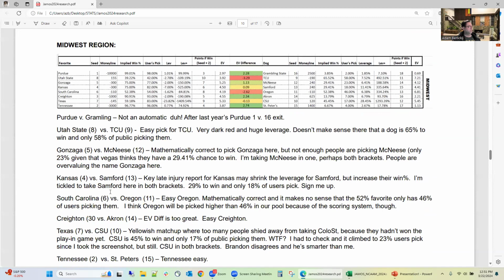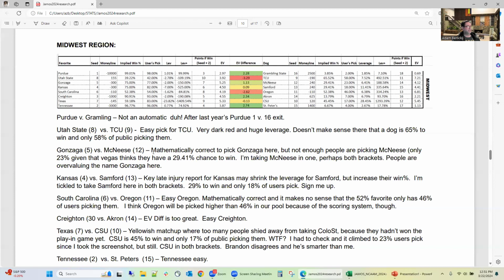Midwest region here. Look at the dark red here for TCU, the 8 versus 9 matchup. Wow. Not only are they a 65% chance to win, so it's mathematically correct to pick them, but only 58% of the public is picking them. Yes, please. I'm taking TCU in every bracket.